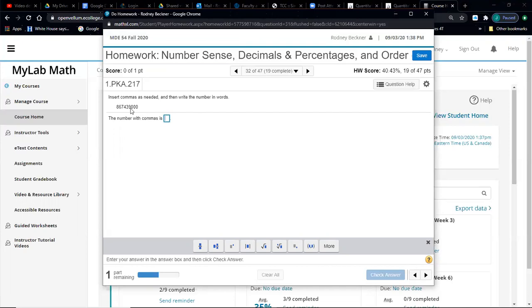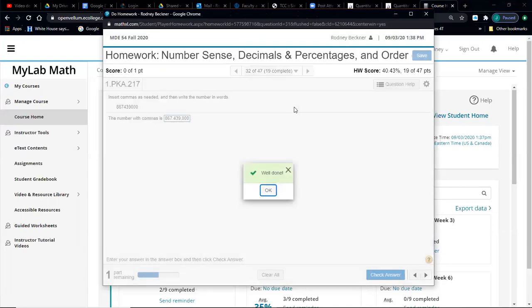So those 3 zeros would be your first comma, so the 9's in your thousands. Then the 439 would make up the next comma section, so that 7 is your millions. And then there would not be another comma because it would have to go in front of the 8. And you don't want to do comma and then a number. So the number with commas should be 867, comma 439, comma 000. We can hit enter instead of clicking check answer.